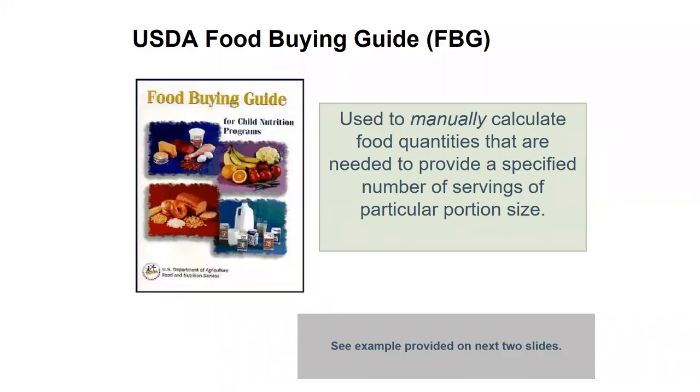After saving or printing the USDA food buying guide, the guide may be used to manually calculate food quantities that are needed to provide a specified number of servings, a particular portion size. The printed version is a valuable resource for production notes and references. Examples of how the food buying guide calculations are performed are on the next slide.